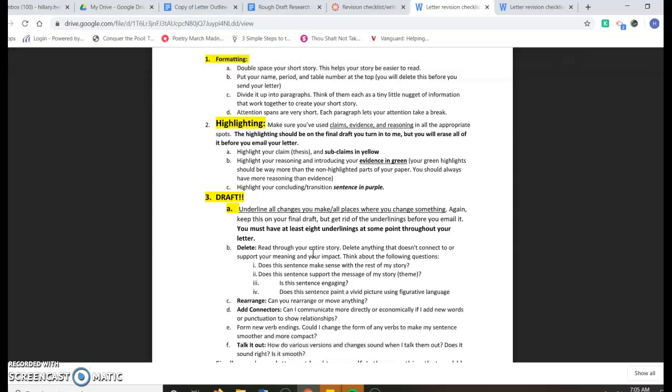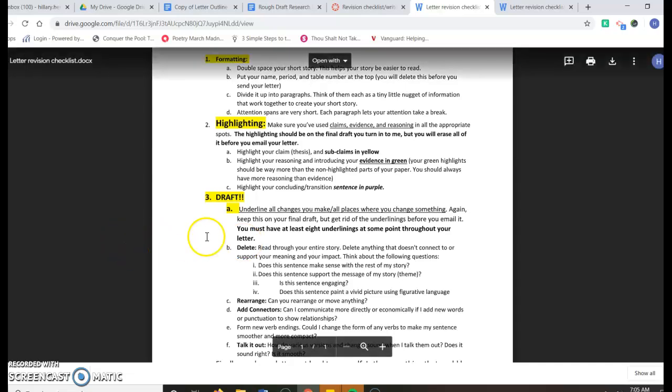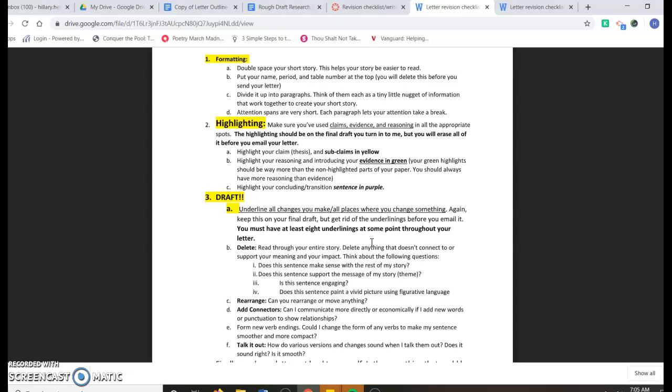Draft. Underline all changes you make, in all places where you change something. Again, keep this on your final draft, but get rid of the underlinings before you email it. You must have at least 8 underlinings at some point throughout your letter. So first, delete. Read through your entire story. Delete anything that doesn't connect to or support your meaning and your impact.